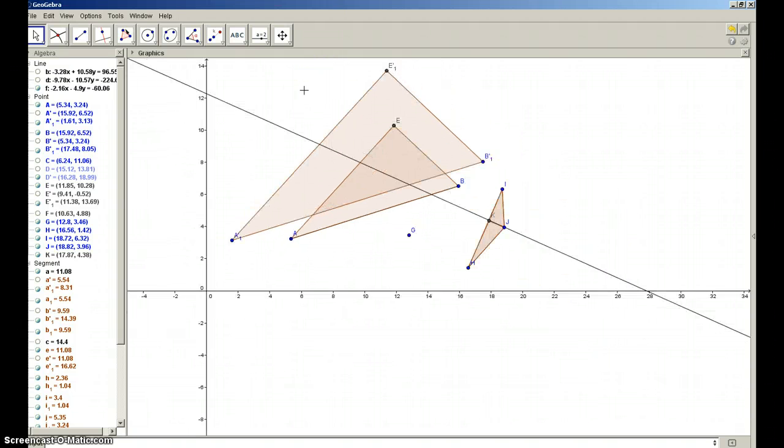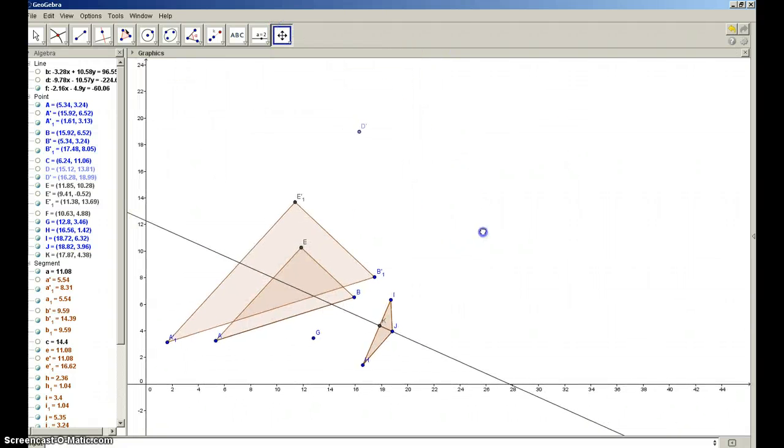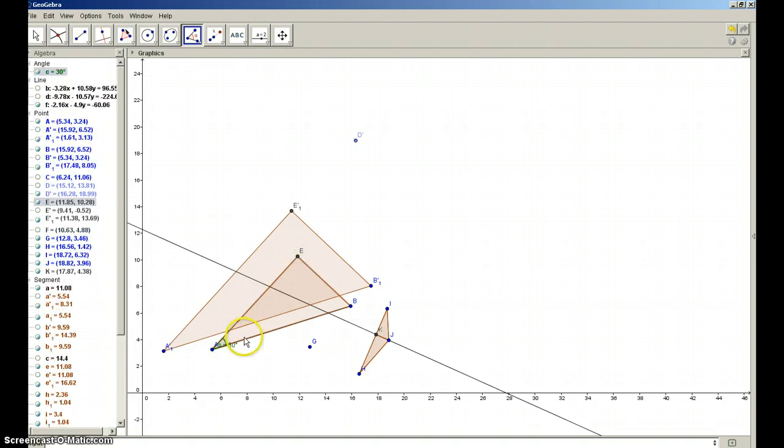I'm going to zoom out here a little bit, give me a little space. I want you to notice something else here now. We're going to do something a little bit crazy here. So what I'm going to do is measure angle A. Let's measure angle A. I'm going to click, give me the measure of angle A. And that says that as of right now, angle A is a 30-degree angle. I hope you can see that right there.